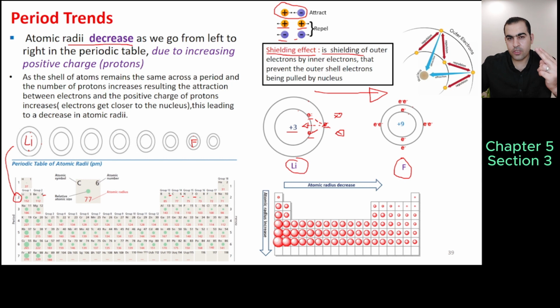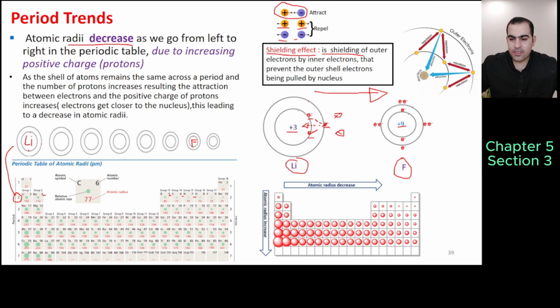They have only 2 electrons repelling 1 electron. But at the same time, they have 3 protons attracting the outer electrons. The inner electrons make shielding, and they prevent outer electrons from being pulled by the nucleus. That is the shielding effect. Okay, know this. As we go from left to right, the number of protons is increased, right? But what about inner electrons? Inner electrons are the same.